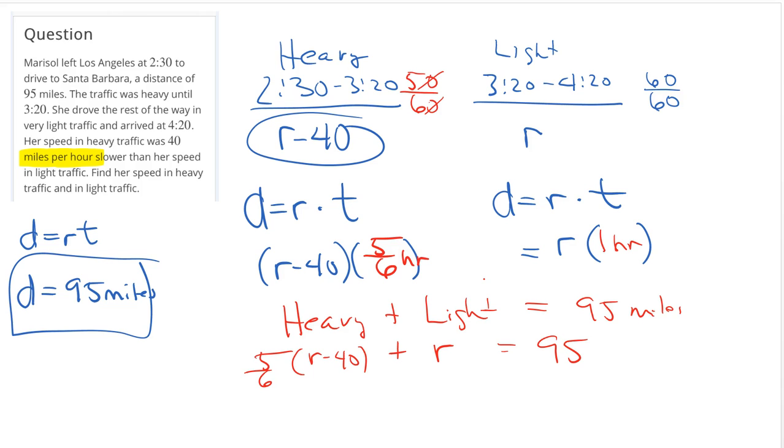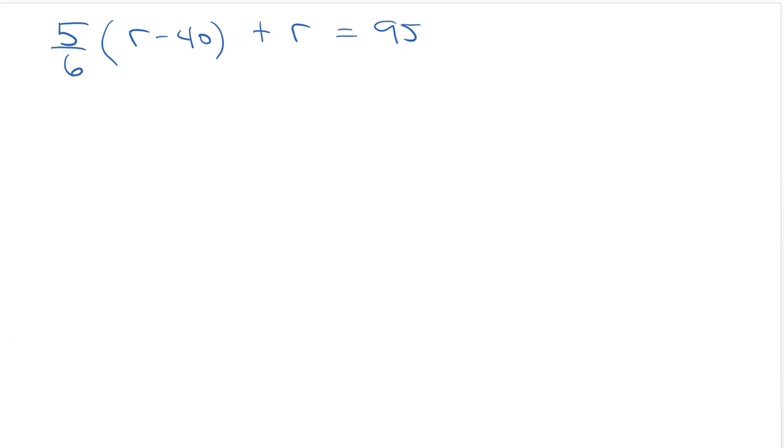Now what I'm going to do is put this on another page so we can work on just this equation. Okay, so you'll notice I just transferred that same equation. Remember, this was heavy traffic, this was time, and this was rate in heavy traffic. This was light traffic. The time was 1 hour and the rate was just r. Notice we don't actually know any rates at all, but we know this is equal to d for heavy. This is equal to d for light. If I add my heavy d plus my light d, that's my total distance. Now I just need to solve this equation.